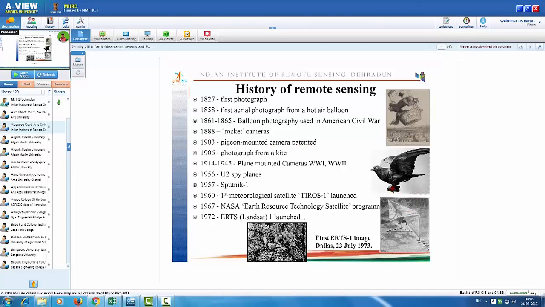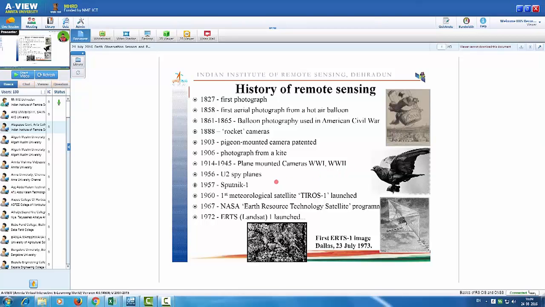You can see how the camera was mounted on the pigeon. You can also Google the photographs acquired by pigeons. You can see the wings coming into the frame while the pigeon collects the photograph. Then in 1906, a photograph from a kite was taken, and from 1914 to 1945, after the invention of the aircraft, plane-mounted cameras were used in World War I and World War II.